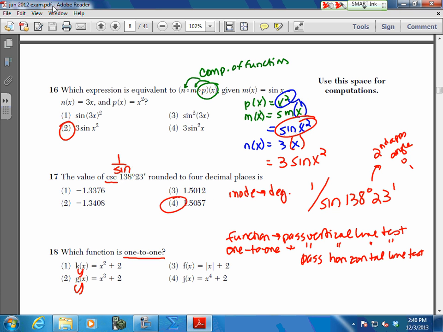Now, when you look at them, here's your absolute value. Here is your cubing function, just a little translated up. And here's your parabola translated up. These two will not pass a horizontal line test. And this one also, x to the 4th, comes up like that. That will not pass a horizontal line test. So number 2 passes both.